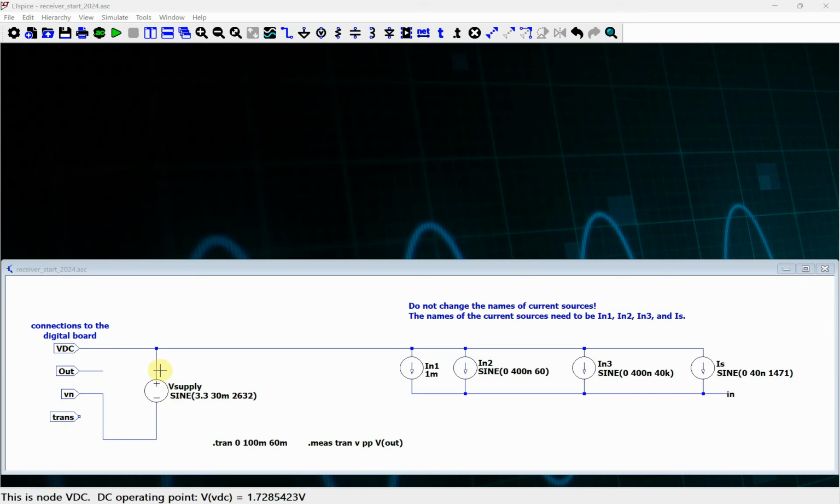So first of all, our supply voltage has a 3.3 volt with 30 millivolts of noise at 2.6 kilohertz. This is our DC noise. This is our low frequency noise, 60 hertz. This is our high frequency noise at 40 kilohertz. And then this is our signal.